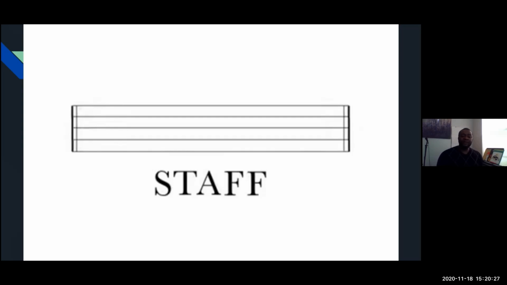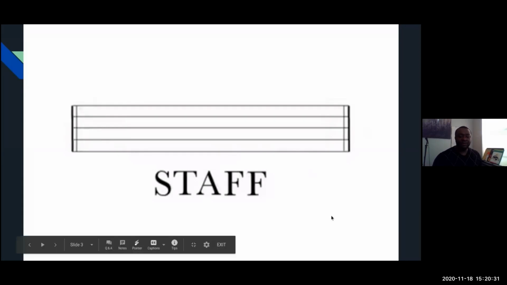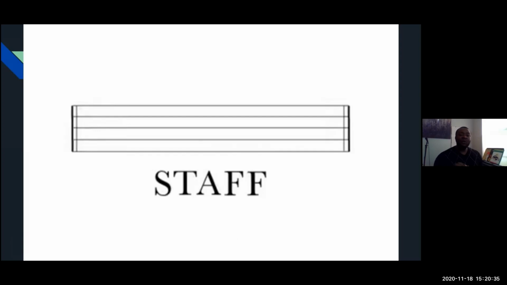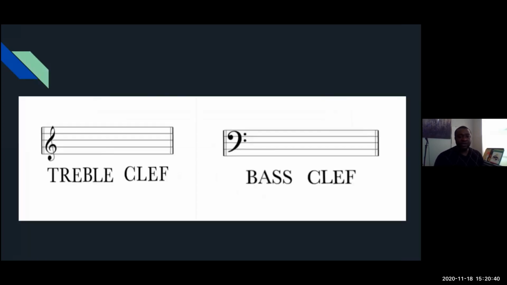So what you end up doing is there will be a symbol that you'll put at the beginning of your staff, and that will determine where your notes are. Now, the 2 most common ways to do that is by creating a treble clef or a bass clef. Now, the treble clef you can see over here on your left, and your bass clef is over here on your right.